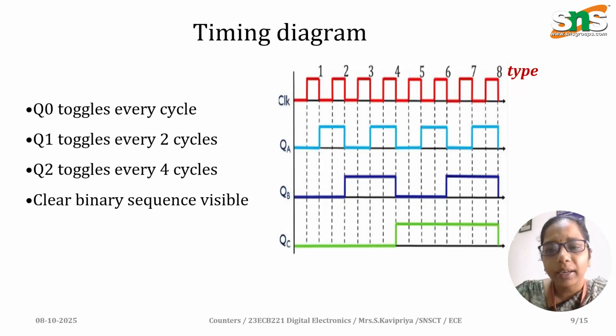And this is the timing diagram. We have the clock pulse, and Q0 toggles for every clock pulse. Q1, the second flip-flop output, toggles every 2 cycles, and Q2, the third flip-flop output, toggles every 4 cycles.